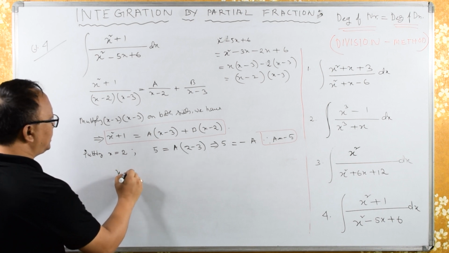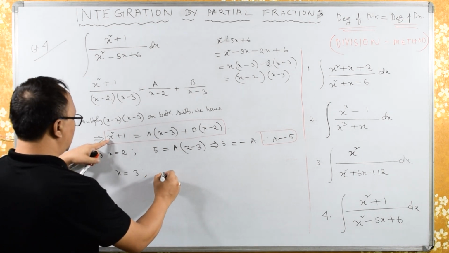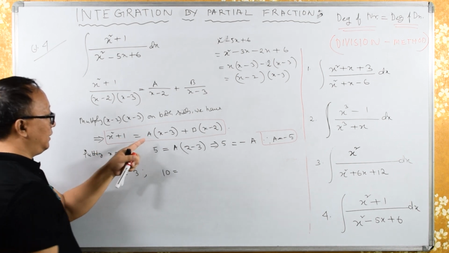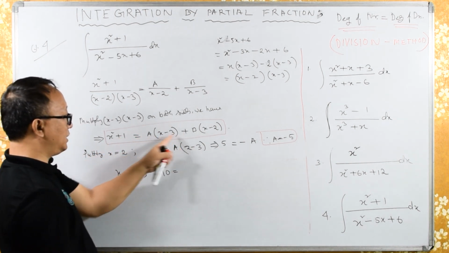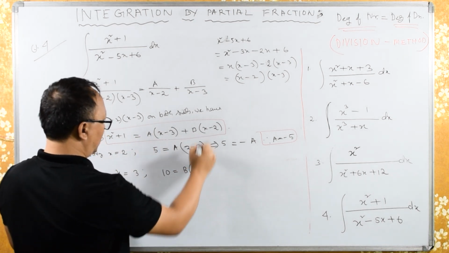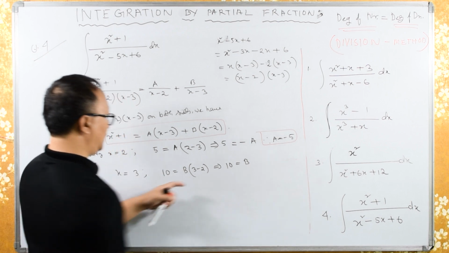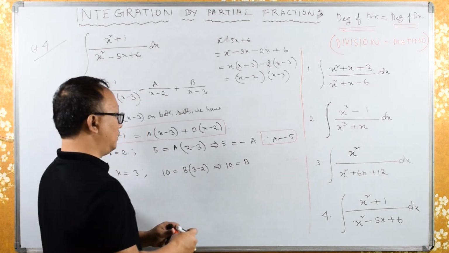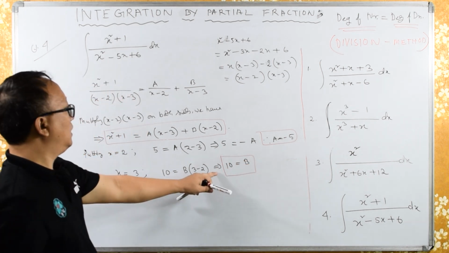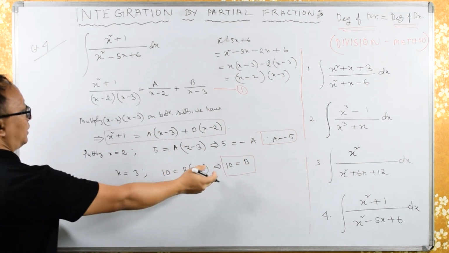Similarly, if I put x equals 3 over here, 3 threes are 9, 9 plus 1, 10. Here this term gets 0 because 3 minus 3 is 0, 0 into a is 0, plus b into 3 minus 2. This implies 10 equals b into 1, therefore 10 equals b. Now substituting the values of a and b in equation number 1.